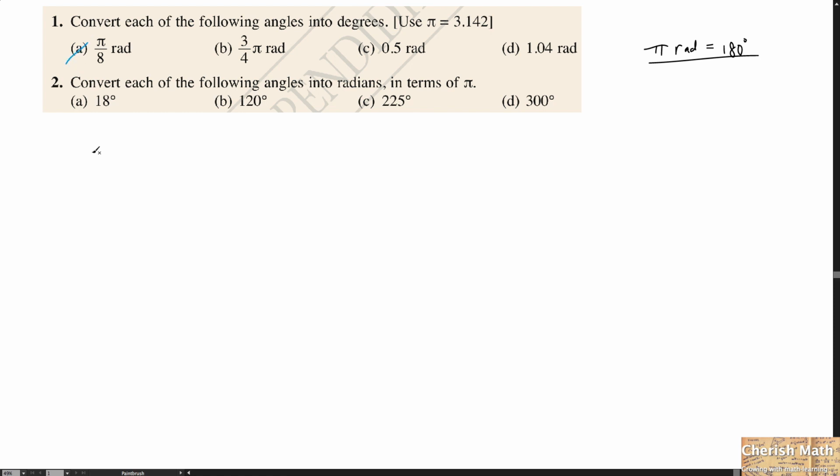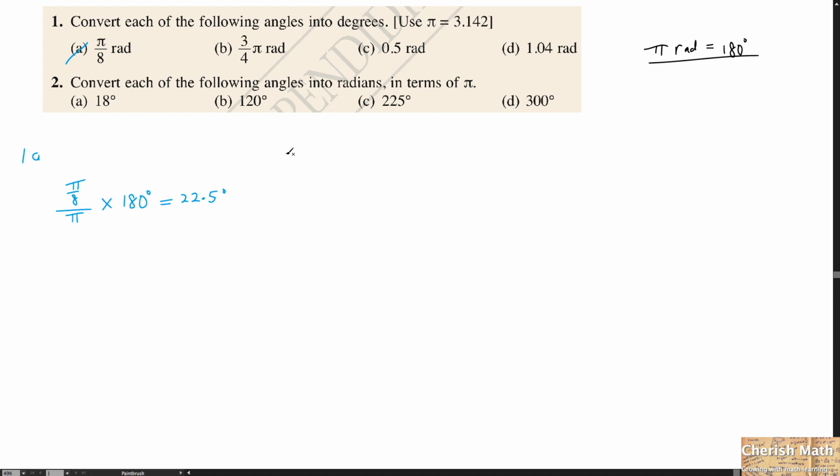Let's pick up 1a here. Pi over 8 radian is a fraction out of pi, which means pi over 8 out of pi, multiplied by 180 degrees. And the answer that I'm going to get here is 22.5 degrees.